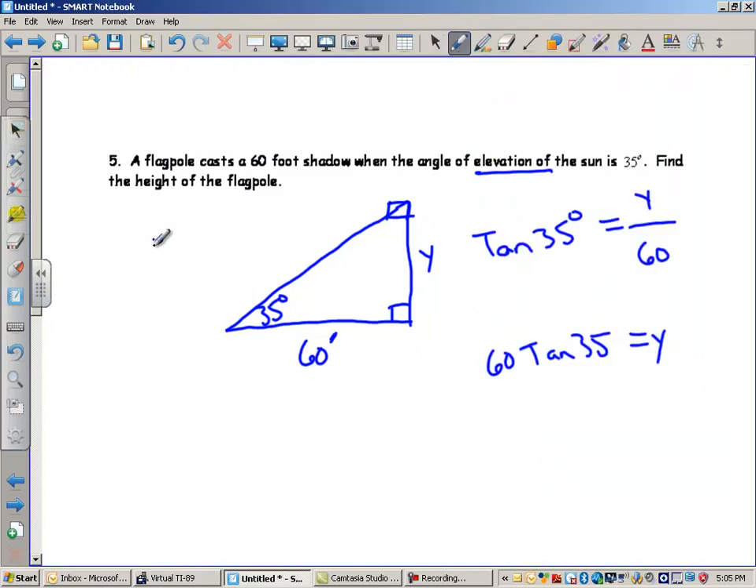So this is 42.01 feet. And that's your answer.